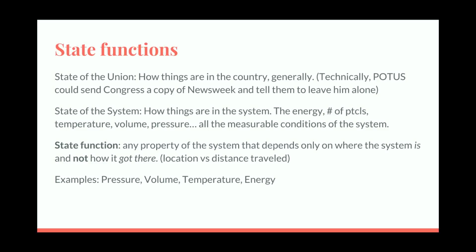Okay, and welcome to our second lecture in Unit 4. We're going to continue from our discussion of thermodynamics by heading into state functions.